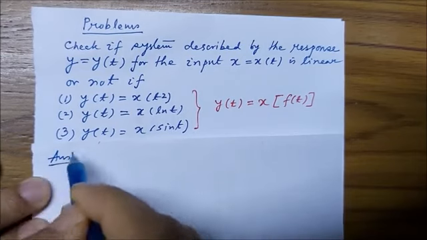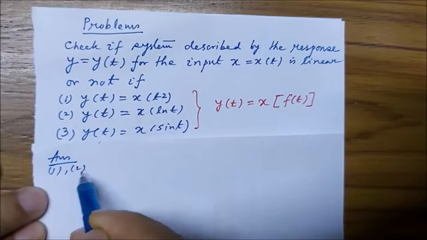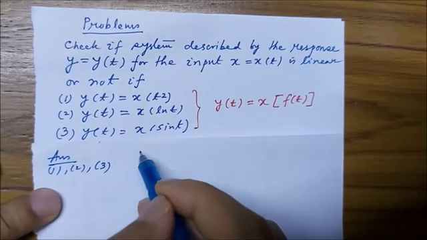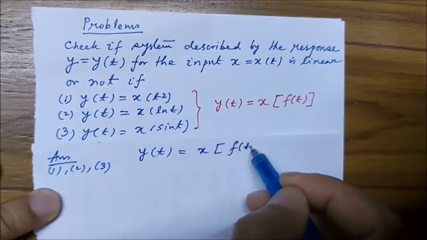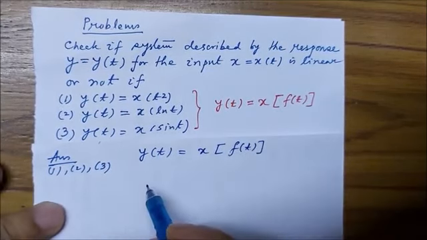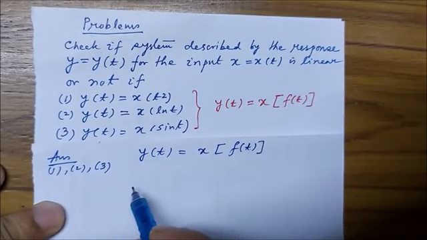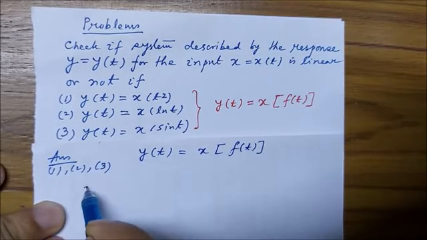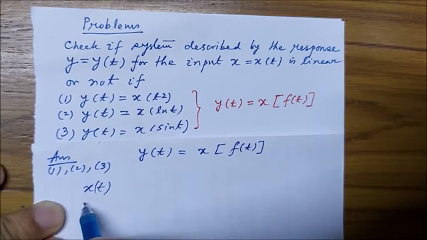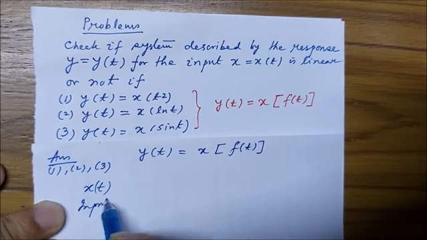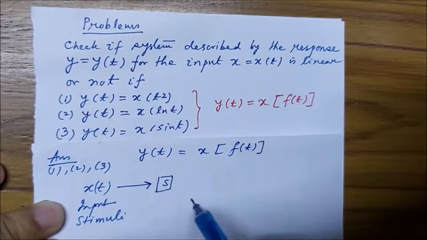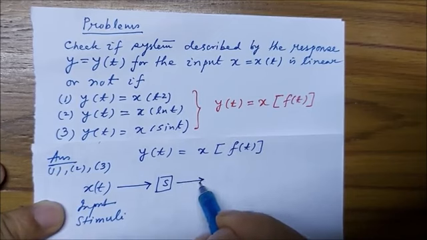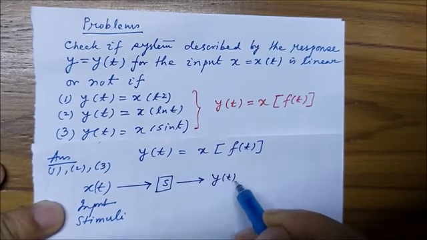Answer to first problem, second problem and third problem, according to which y of t has the form x of f of t. Now let us make clear what is being given and what we are to find out. X of t is the input. It is the stimuli, and it is applied to a system, and the response of the system is y of t.